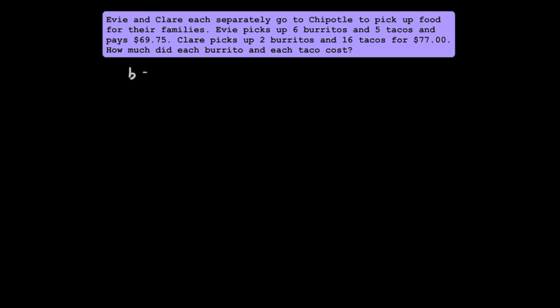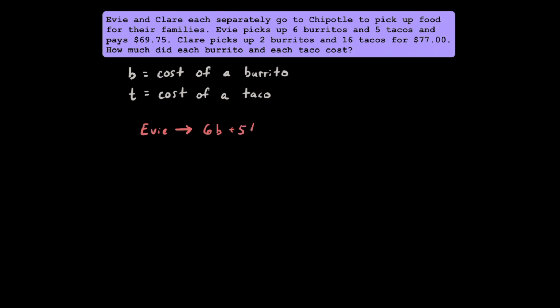I'm going to start by defining my variables. B is going to represent the cost of a burrito, and T is going to represent the cost of a taco. Let's write 2 separate equations, one for Evie and one for Claire. Let's write down what we know about Evie's situation. We know that she bought 6 burritos and 5 tacos for a total cost of $69.75. What about Claire? Claire picked up 2 burritos and 16 tacos for a total of $77.